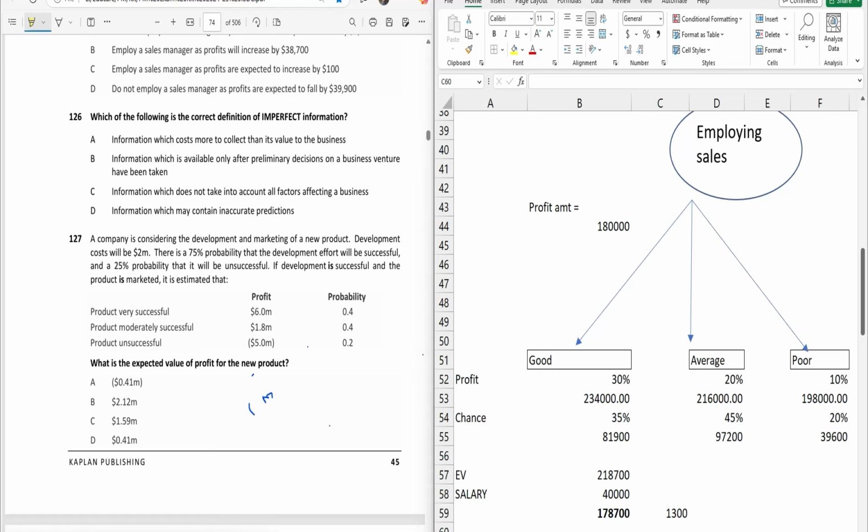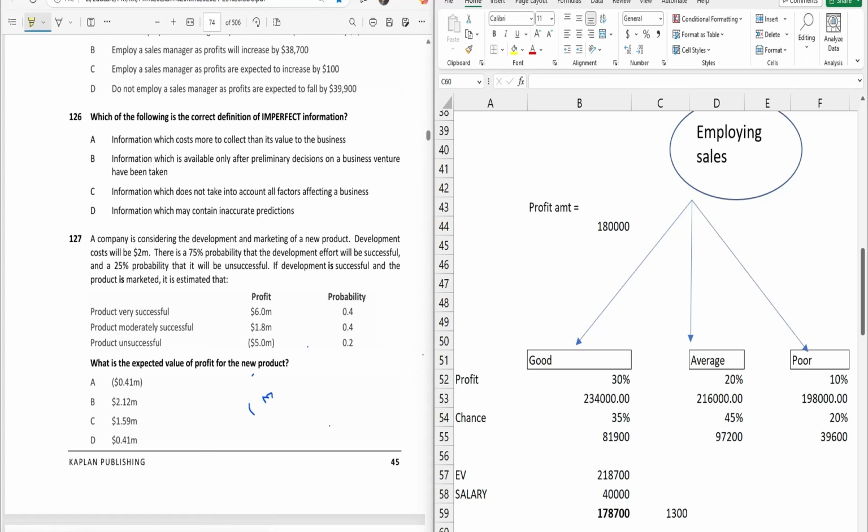So basically imperfect information refers to the situation where whatever information we have or is available is incomplete, inaccurate, or uncertain, which could lead to a wrong or unreliable decision, right? So this could be for various reasons like incorrect predictions, missing data, right? So that's why B is also incorrect.